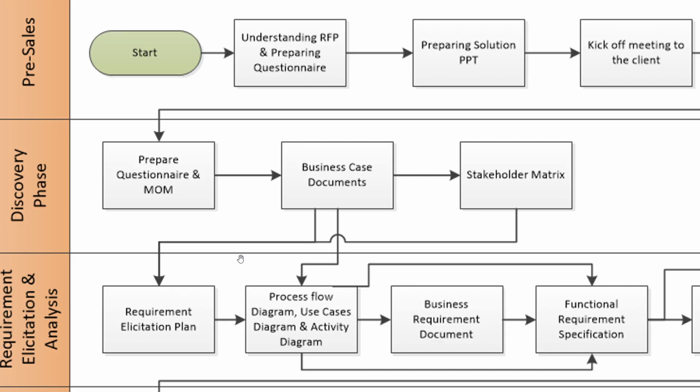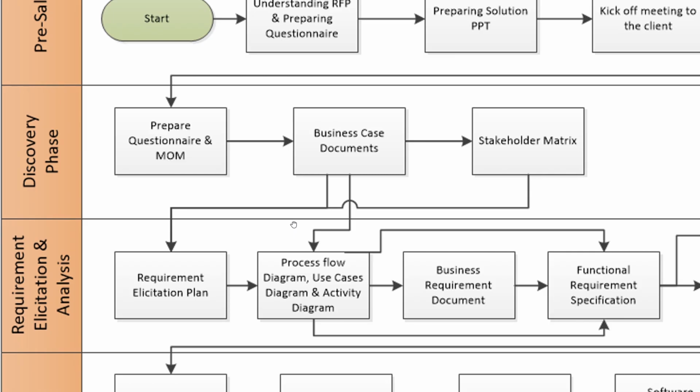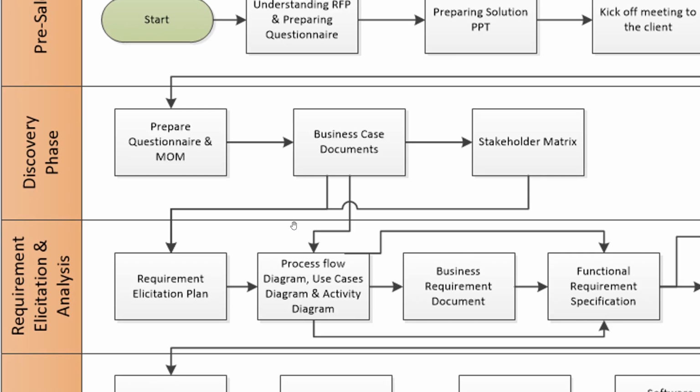I would suggest getting it through the stakeholder matrix. Once the discovery phase is over, you have understood all the things: what is in scope and what is out of scope. You have gotten a very broad outline of what you have to do, and a fair idea of what the modules or sub-modules are going to be. Then you get into a deep analysis, or the requirement elicitation phase.